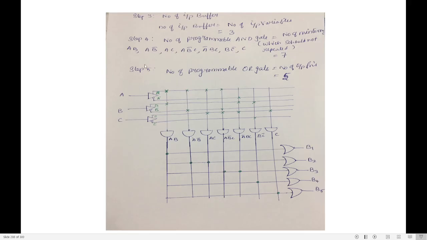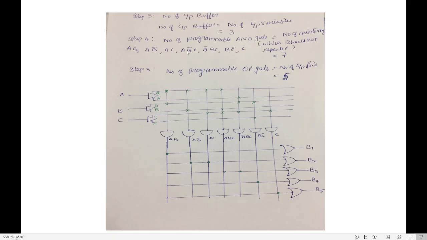Now, what is the first minterm? AB. So, connect A, connect B. Okay. Put a cross mark at A and a cross mark at B. This will be AB. What is the second AND gate? A, B bar. So in position A, give a cross mark. In position B bar, give a cross mark. This is A, B bar. What is the third one? AC. In the place of A and in the place of C.